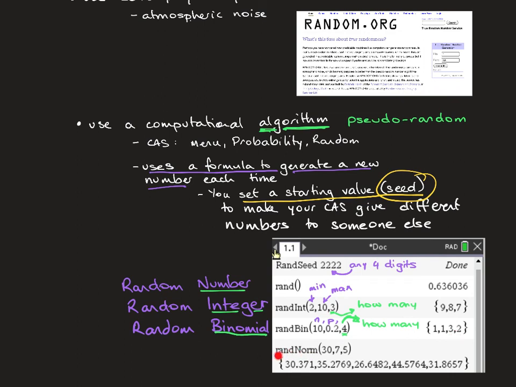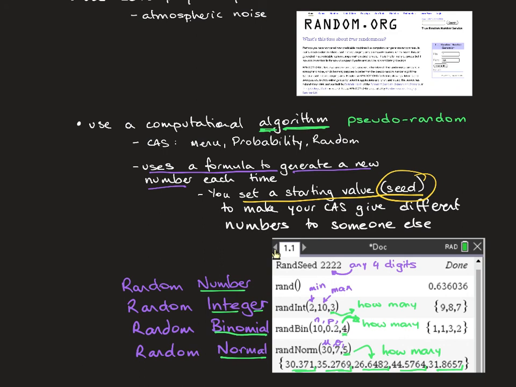And finally, the other one that I'm going to talk about extremely briefly is doing the same idea, randomizing from a normal distribution with a mean, I've picked 30, and a standard deviation, I've picked 7, and then I've asked for 5 results. And so it's randomly selected 5 results from a normal distribution that has a mean of 30 and a standard deviation of 7. And we'll talk about this a lot more in another video.